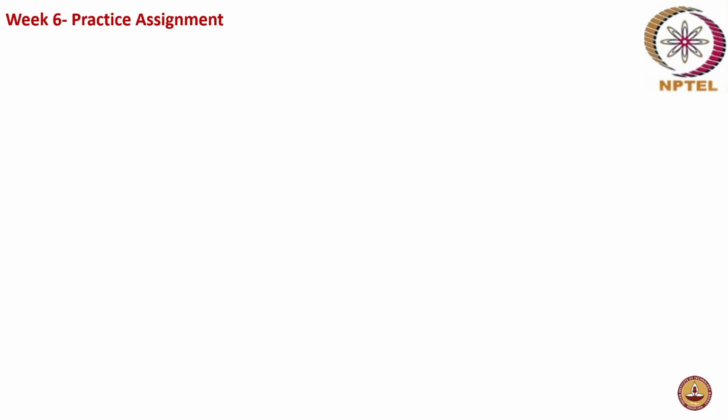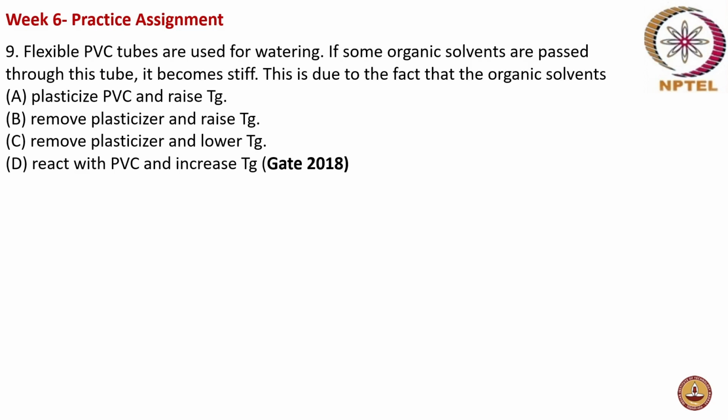Let's go on to the next question. Flexible PVC tubes are used for watering. If some organic solvents are passed through these tubes, they become stiff. This is due to the fact that the organic solvents plasticize PVC and raise Tg, or remove the plasticizer and raise Tg, or remove the plasticizer and lower the Tg, or react with PVC and increase the Tg. This is a GATE 2018 question.